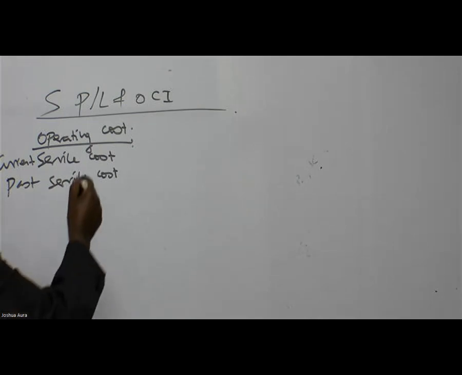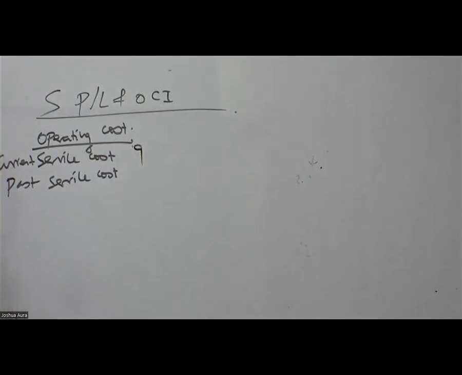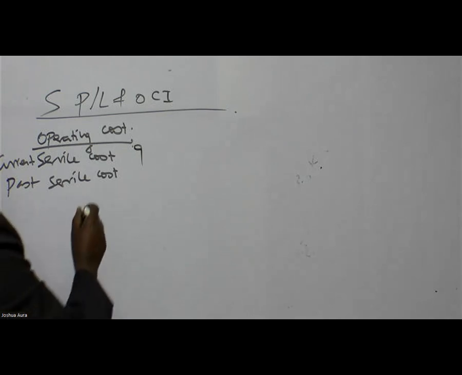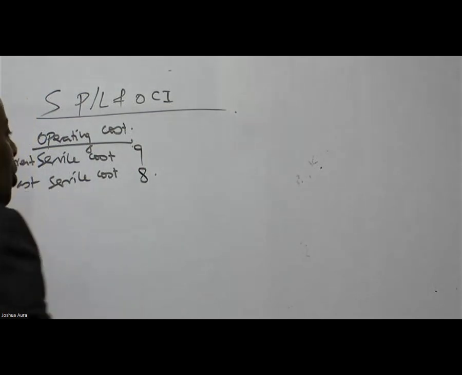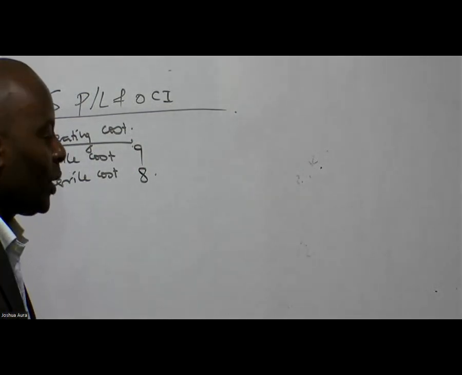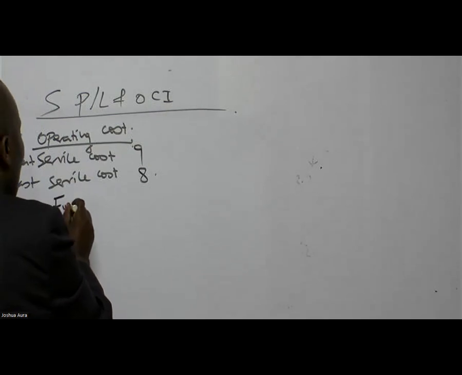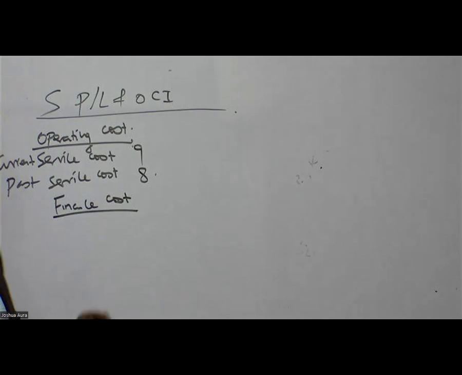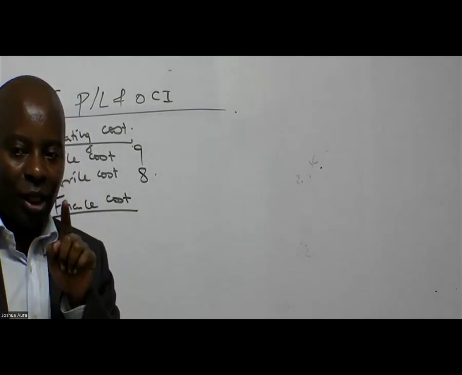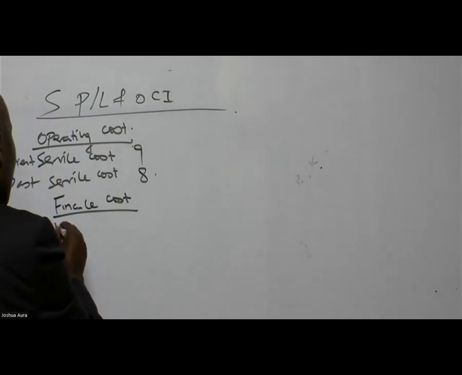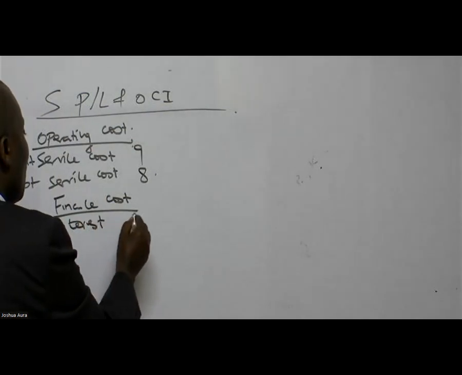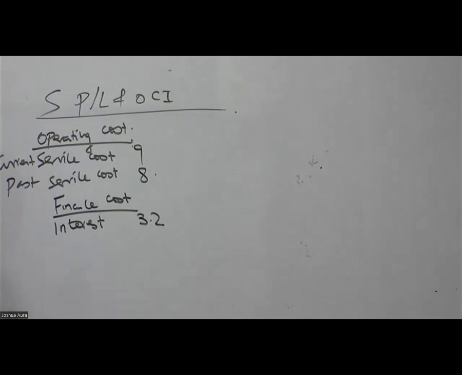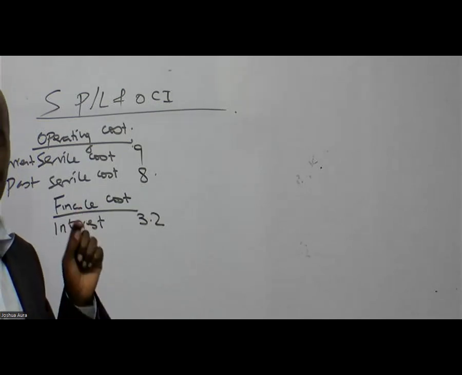So we have 9 from Sharon. How about the past service cost? 8. Thank you very much. So those are the only operational costs that you show. From there, we go to the financing cost. So under financing cost, the standard IAS 19 requires us to show 2 things. Number 1, we have the interest paid. So from your liability section, is there somebody who can remember the 3.2 interest?